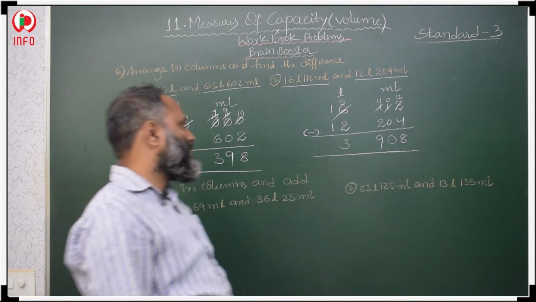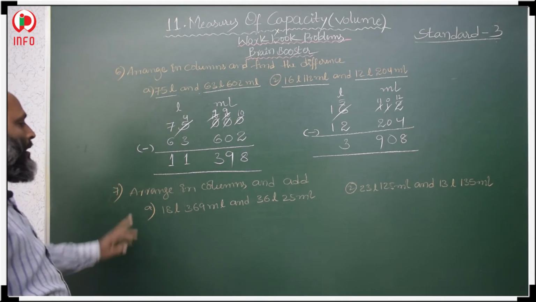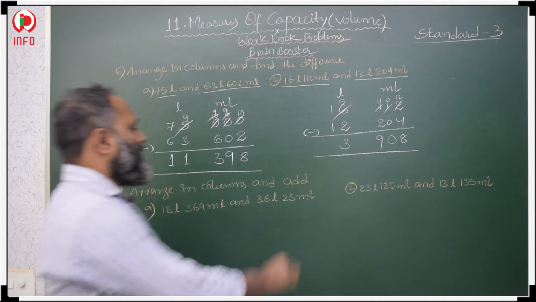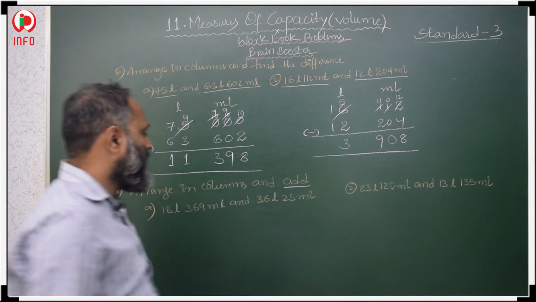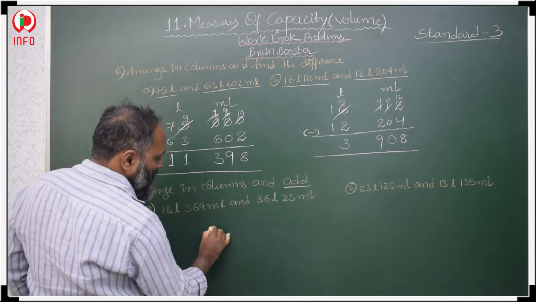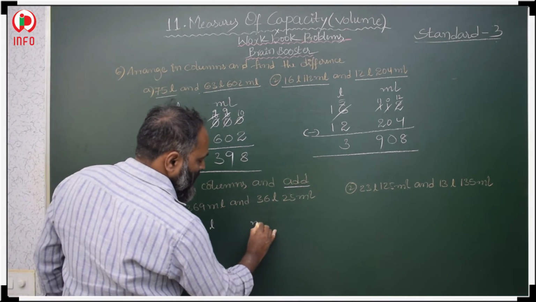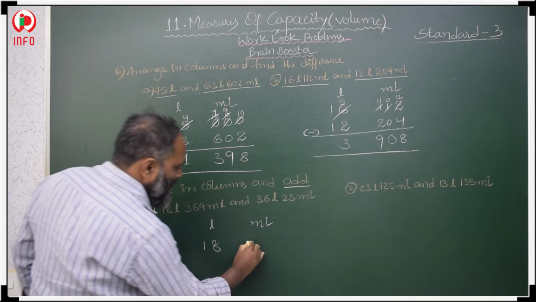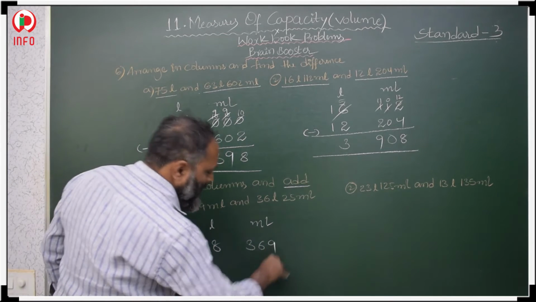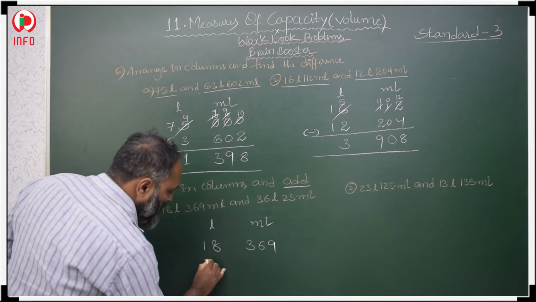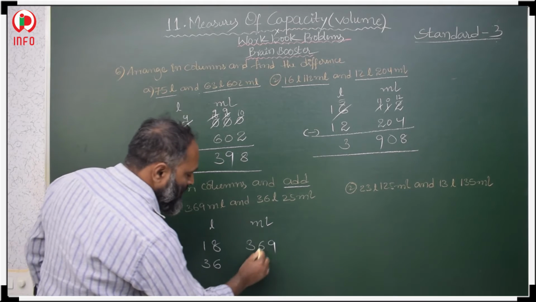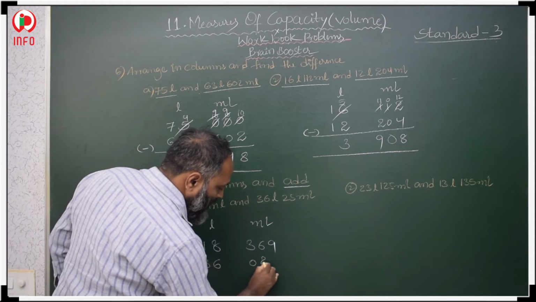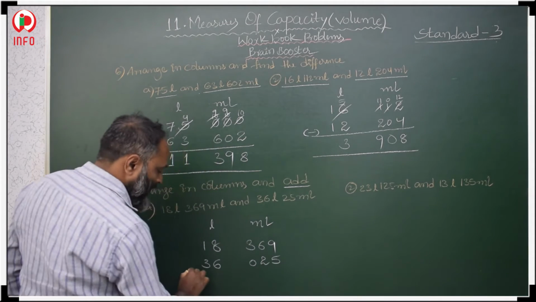This is the difference. Now here, addition. So here we have to add. Addition is given. So first we have to arrange in columns. Liters, milliliters. In the first one, 18 liters, 369 milliliters. Next, 36 liters, 25 milliliters, 025 milliliters.